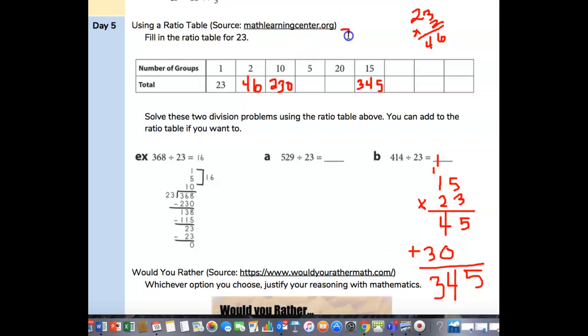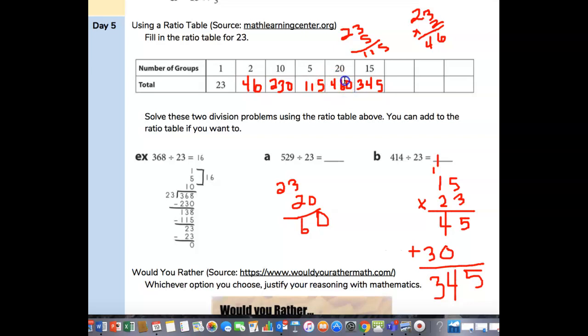23 times 5. 5 times 3 is 15. 5 times 2 is 10, and 1 is 11. So this is 115. All right, 20 times 23. Oh, I need to use that space. 20 times 23 is 0, 6, 4. So this is 460.